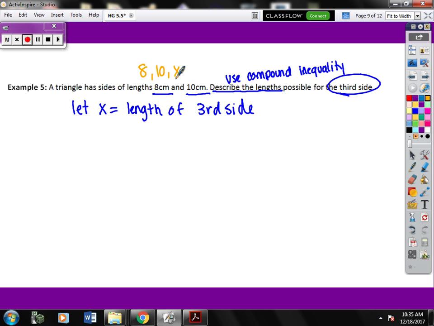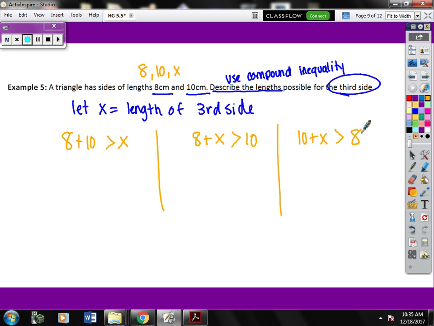So we would have 8 plus 10 is greater than x. We would have 8 plus x is greater than 10. And we would have 10 plus x is greater than 8. The order in which you write these, it doesn't matter. Like, you could do the other one first. You just want to make sure that you basically have different numbers on the other side of the greater than symbol. And you're going to solve each of these for x.